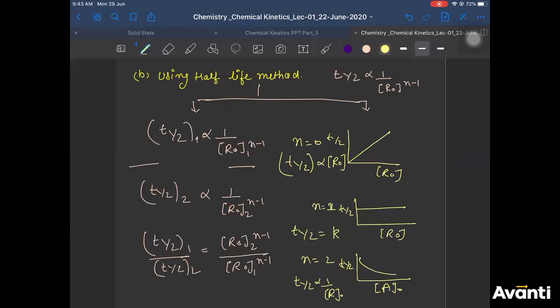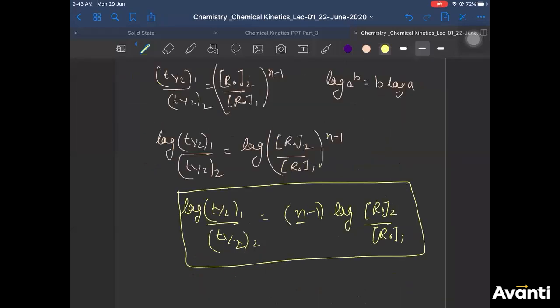These are the two ways of finding the order of the reaction using the half-life method and the rate law method. Correct? Any doubt in these two methods, anyone? Please check both the equations. We'll solve a question on this.